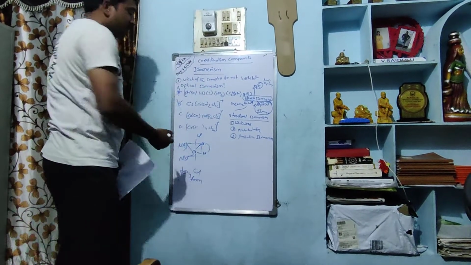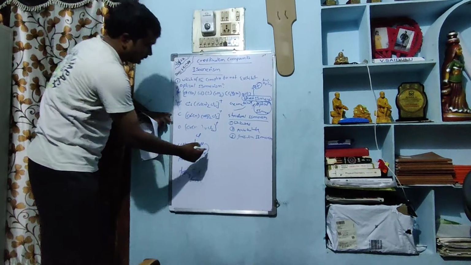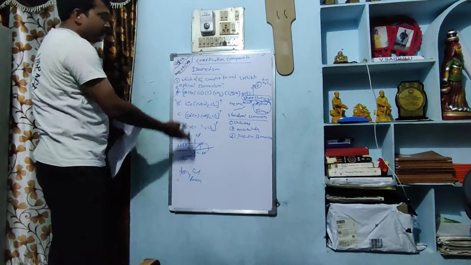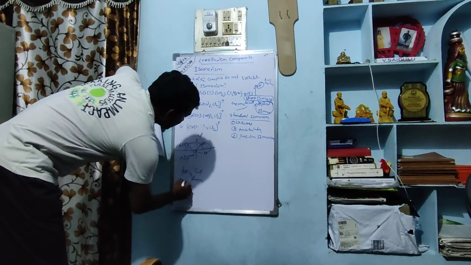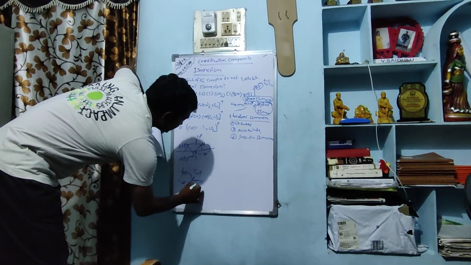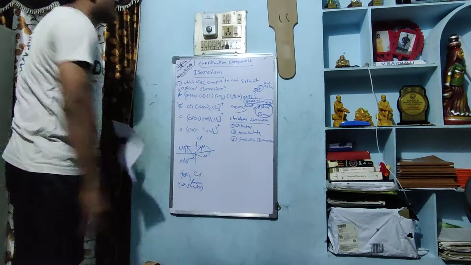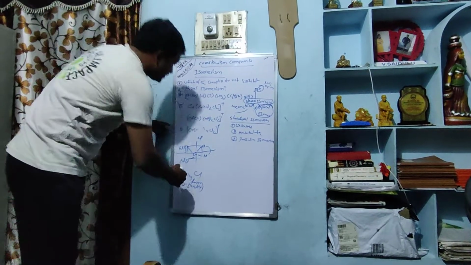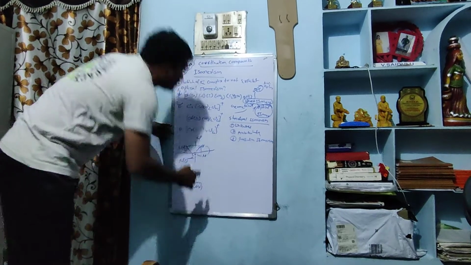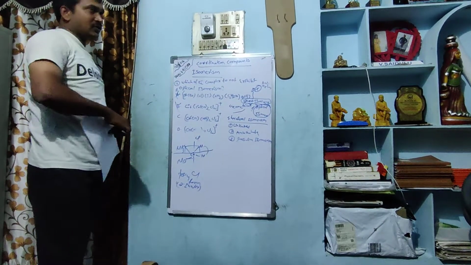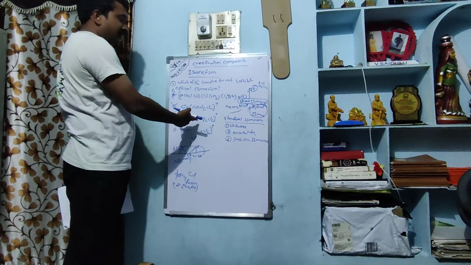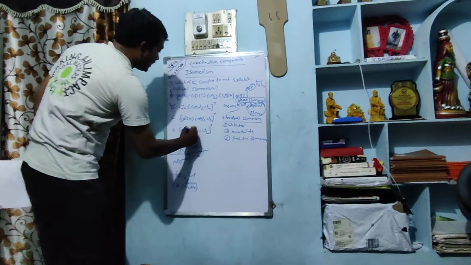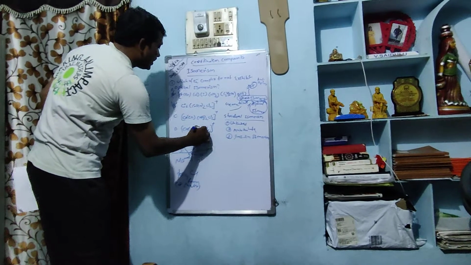In trans form, it will show a plane of symmetry. It will completely divide into two halves. That's why it is optically inactive. Inactive means it does not show optical isomerism. The trans form does not show optical isomerism, but the cis form will show optical isomerism. But it does not mention any cis or trans like that. That's why we don't fix the answer from this only.